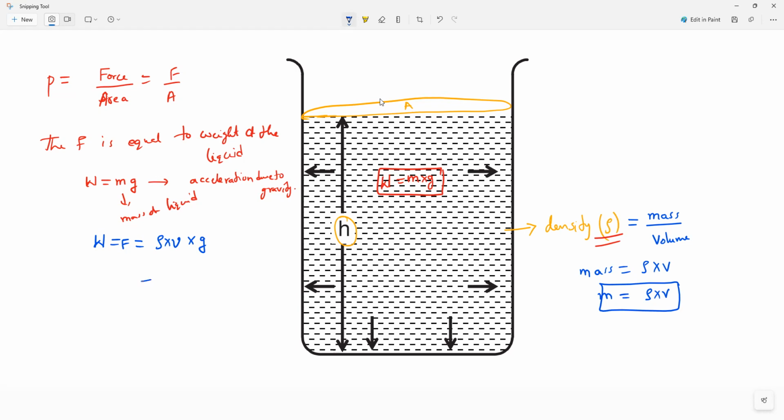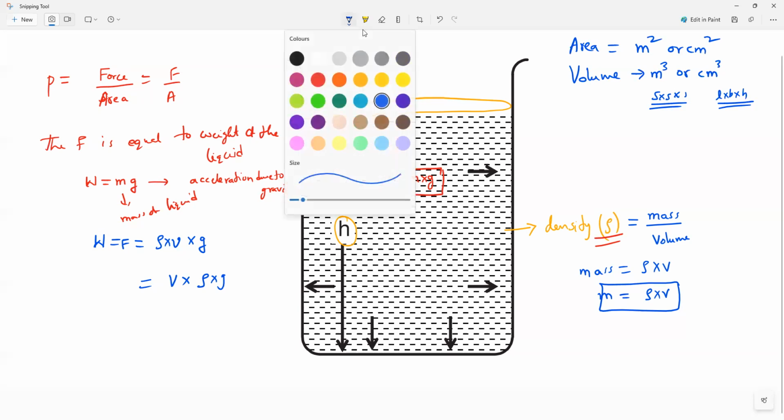All of you observe very carefully. I will write density into g separately. Volume. What is the unit of volume? I have taught you for a cuboid. Area has the unit square meter or square centimeter. In the same way, volume is side into side into side, or length into breadth into height, if it is a cuboid. The unit is cubic meter or cubic centimeter.